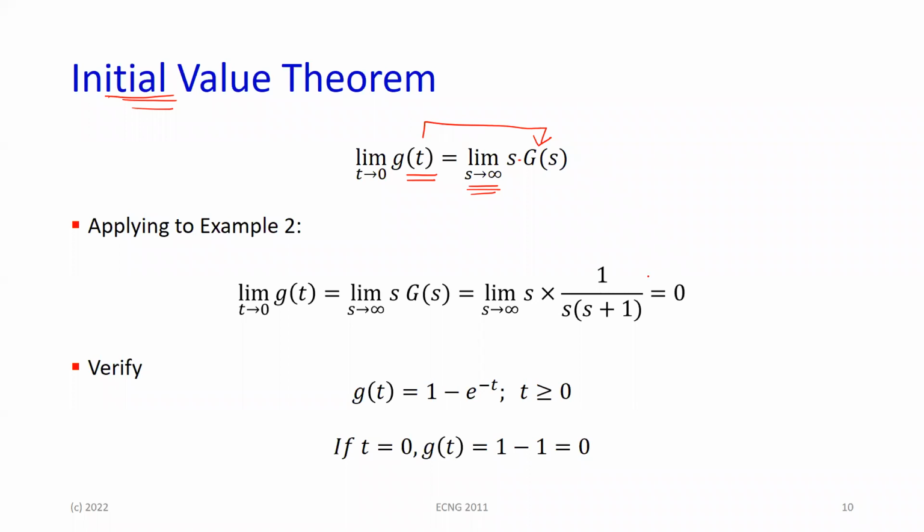And again, if you apply it to here, sG(s) is here. And as s goes to infinity, you have 1 over a very large number here, which will approach 0. Look at this here, right? At t equal to 0, because this is the initial value, you have 1 minus 1, which is 0. So again, in this sort of trivial case, what this is showing us is that for this particular system, when you turn it on, it's going to start at value 0. It's not going to shoot all over the place.